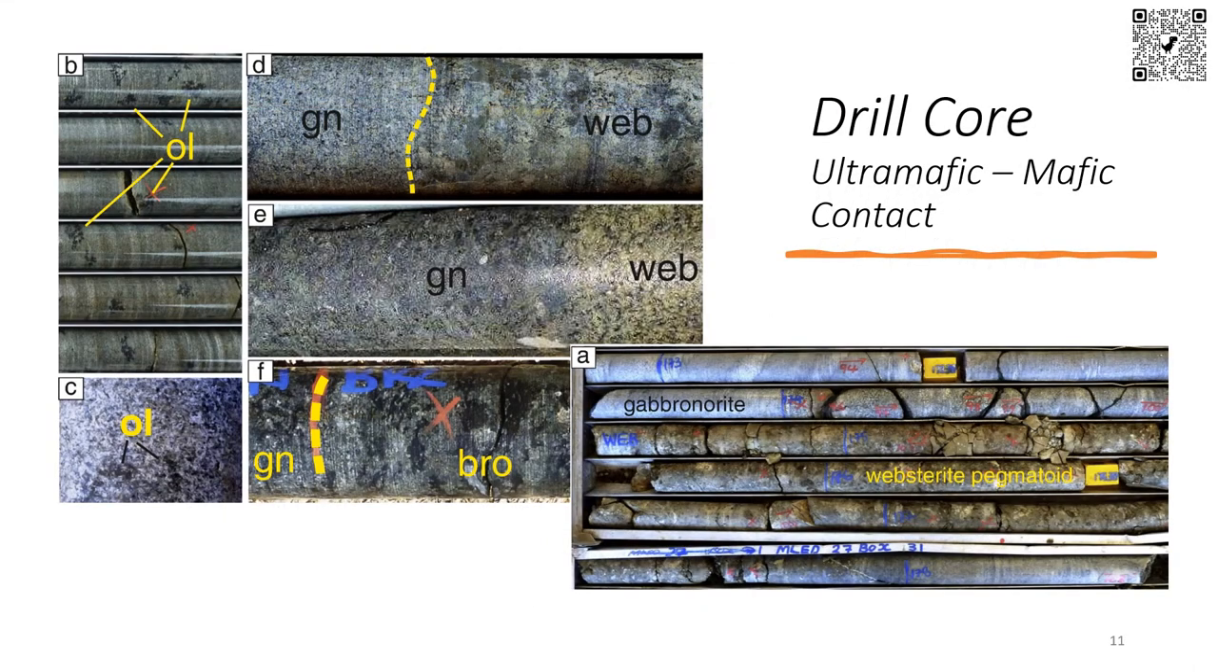And here are some photos of drill core from the Great Dyke. If you want to look more closely at these rock types, you can see websterite here, gabbronorite here, some olivine oikocrysts here and here, and then some bronzitite here.